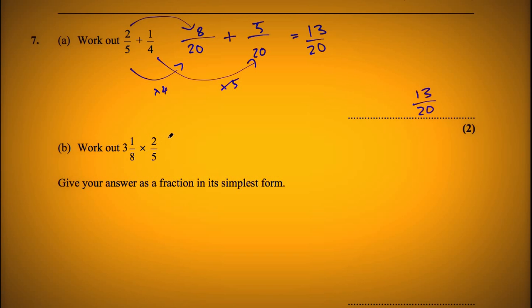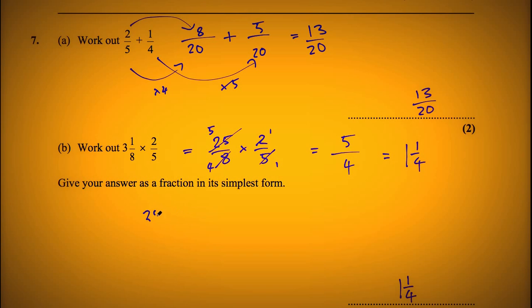3 1/8 times by 2/5. I'm going to turn this one into an improper fraction. 3 8ths are 24, plus the one is 25/8 times by 2/5. I can do that calculation, but I could also cancel these because they can both be divided by 5, leaving me with 5 and 1, and these can both be divided by 2, leaving me with 4 and 1. So that's 5 times 1, 5 over 4 times 1, 4, which is 1 1/4. Giving your answer as a fraction in its simplest form is 1 1/4.